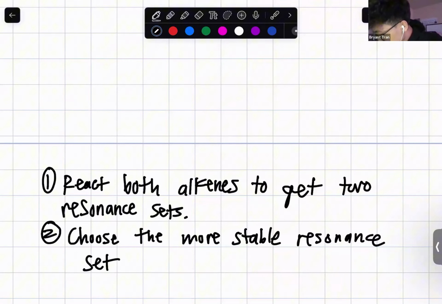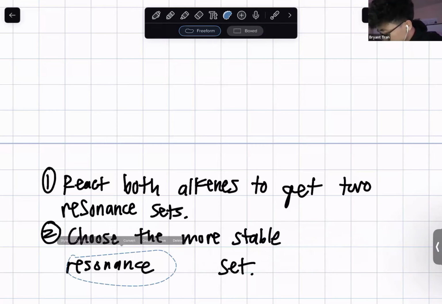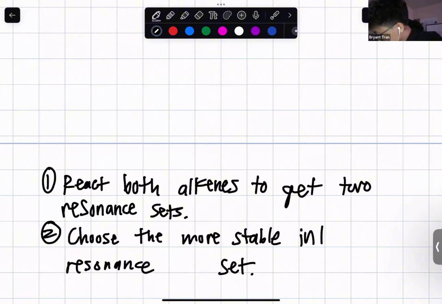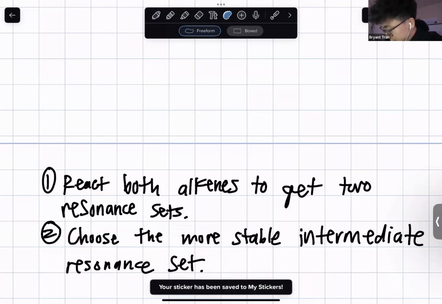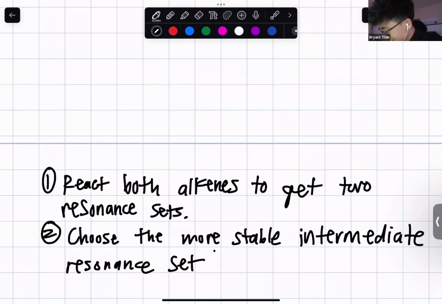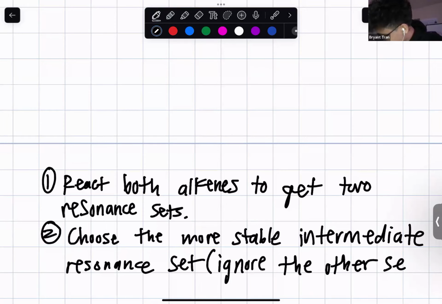More stable intermediate, the more stable intermediate resonance set. And then once you choose that, completely ignore the other one. Don't worry about that other set.